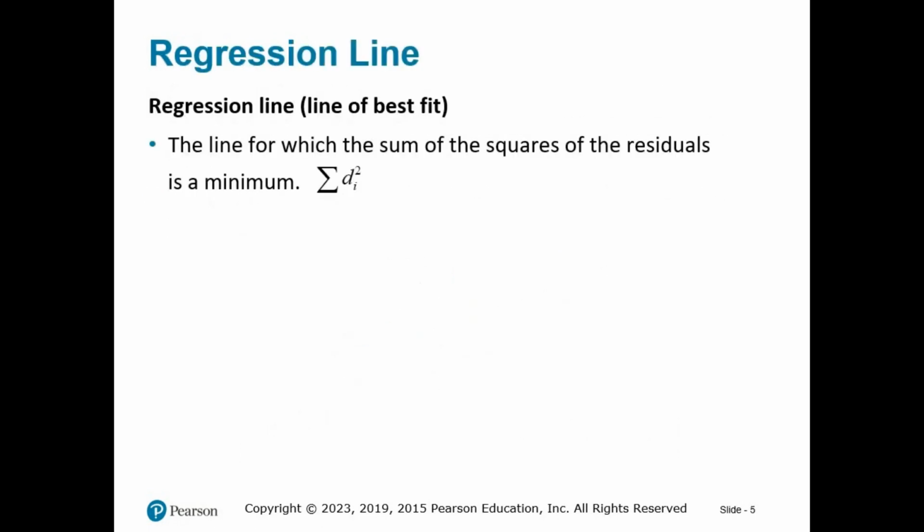The regression line is also sometimes called the line of best fit. It is the line for which the sum of the squares of the residuals is a minimum. This means that it is the absolute shortest distance between all the points and still a straight line.